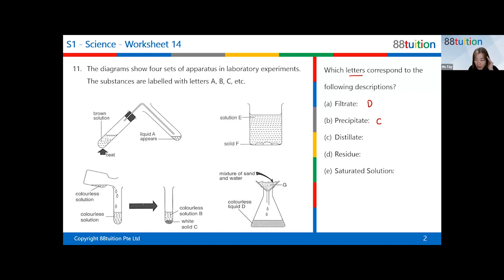Now, which one is the distillate then? Jared? Which one is the distillate? Go by the alphabet. And then after that, residue. Savika, can you do residue? So which alphabet here shows you the residue? Yes, that's right. Okay, so this is A. And Savika, it says it's G. And then saturated solution. I think saturated solution is also pretty obvious here.